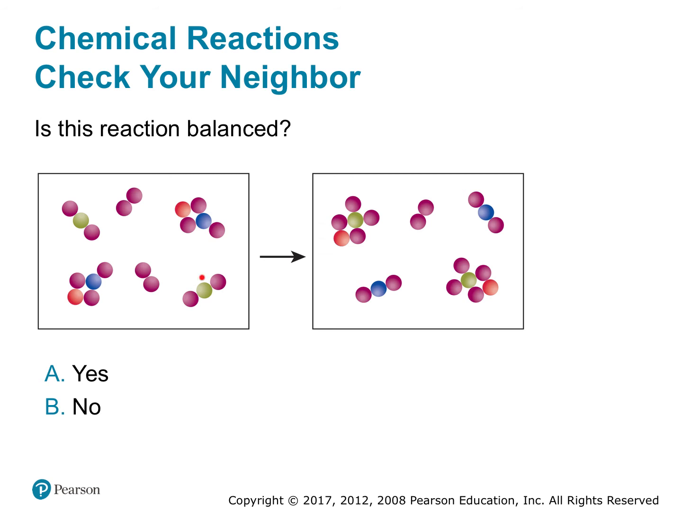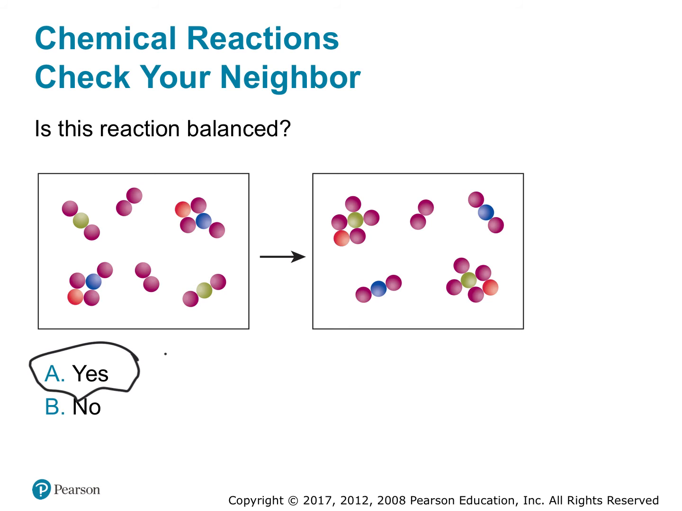What about the yellow? I've got 1, 2 on the left. I've got 1, 2 on the right. That's balanced too. What about the red? 1, 2. Over here, I've got 1, 2. That's balanced. And finally, the blue. I've got 2 of the blue on the left, 2 of the blue on the right. So my answer is that yes, this is a balanced equation.